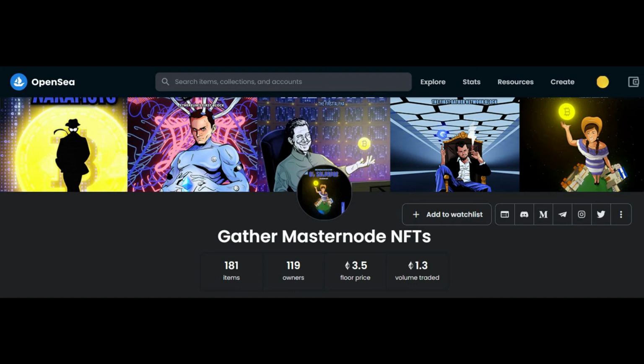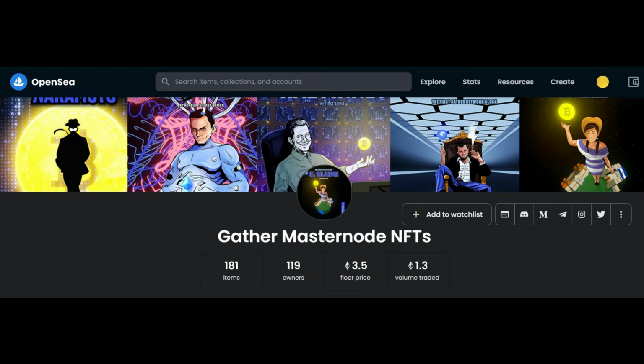This idea helps in avoiding GTH token to be dumped suddenly on the open market if a masternode holder wants to withdraw or sell his tokens. At the moment, these NFTs are tradable in the OpenSea platform.